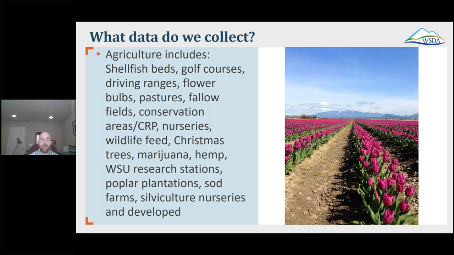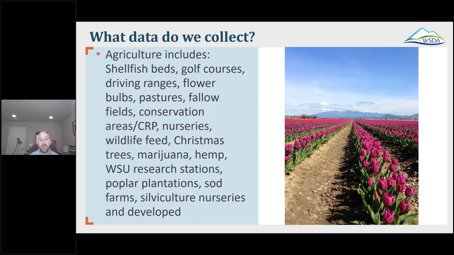We also map Christmas trees and also marijuana and hemp, which are two separate crops. Marijuana, at least, is one of the easier crops to identify because it has 10-foot tall black fencing and security cameras, which is very unique. But hemp is really a newer crop as well. I think you'd seen on one of the previous screens that at least the hemp fields that I've seen typically have signs that let you know that they are growing hemp and not marijuana, just so the public is aware of what specific crop they are growing.